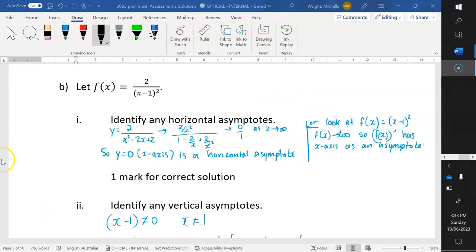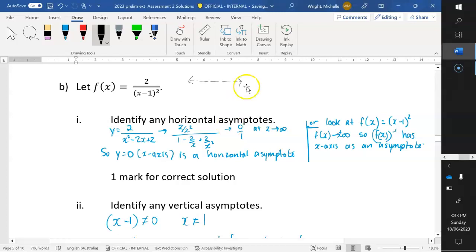Okay, majority of us got this first part out. We're looking at this function, 2 over x minus 1 all squared. And the first part was saying, identify any horizontal asymptotes. I think a few people just forgot what horizontal was. That's horizontal. So what values could we get? We could get y equal values. Okay, we can't get x equal values for that because x equal values would be vertical. And that was one thing that people did wrong on this one. Or the other thing that people did wrong was just give me a number.